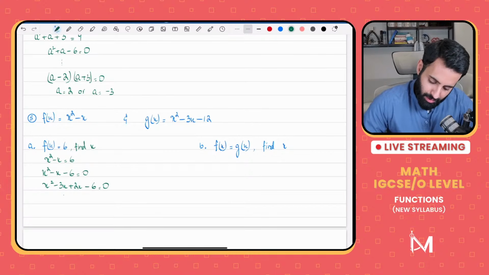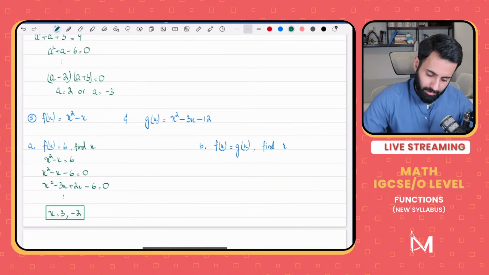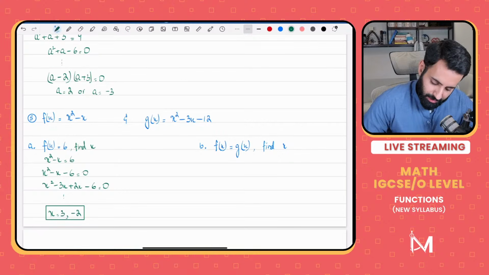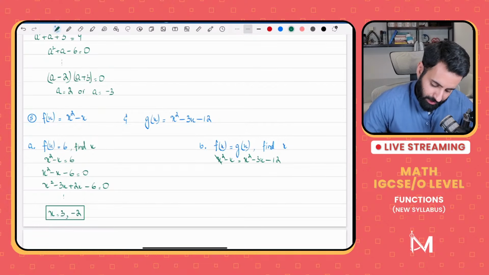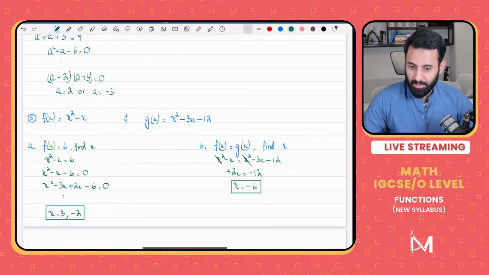Equals 0, and then when you solve, I'm going to skip a few steps. x equals 3 or minus 2. Okay, now part 2, part B. f of x equals g of x. That means x squared minus x equals x squared minus 3x minus 12. So we're going to equate the two. And when we do that, x squared and x squared cancel. Let's move all the x's towards the left. So minus x plus 3x is going to be positive 2x, which is equal to minus 12, which means x equals minus 6 is the final answer.